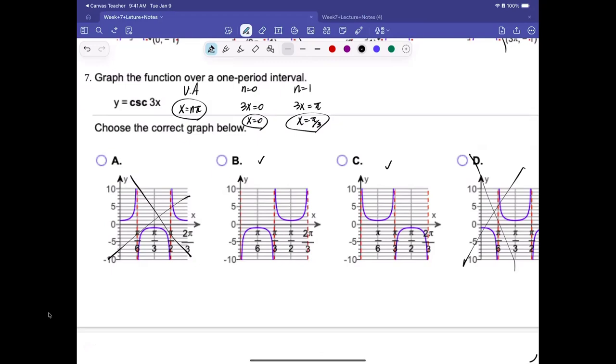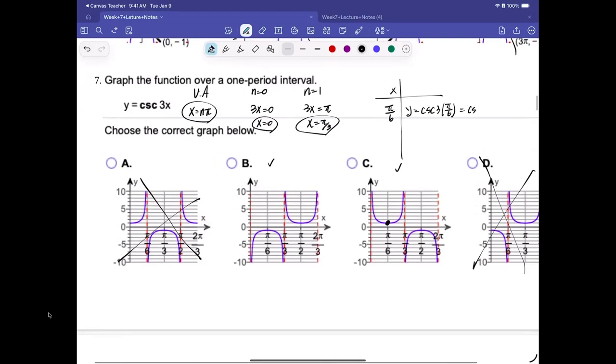And then we can figure that out in one of the orders there. Okay, so let's do pi over 6. When x is pi over 6, it must be equal to 1. So 3 times pi over 6 is pi over 2, and the cosecant of pi over 2 gives us 1. So that's why C is the right one.